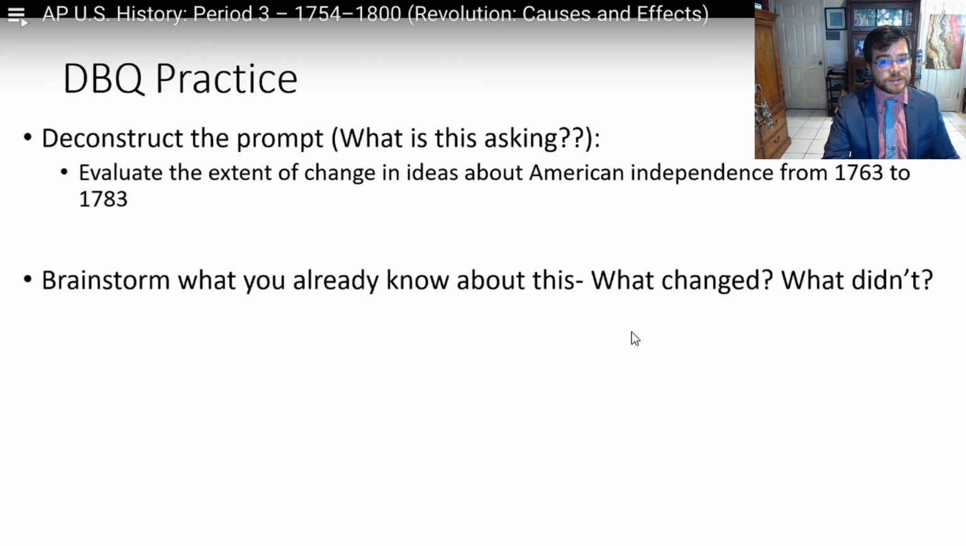What didn't change? Well, the same people who were in power are going to remain in power. Old, rich, white men. Okay, you had to be rich, you had to be white, and you had to be a man. And those are the people who are going to have power. Women aren't going to have any power. Black people aren't going to have any power. Native Americans aren't going to have any power. There's still slavery, right? So that's things that didn't change.